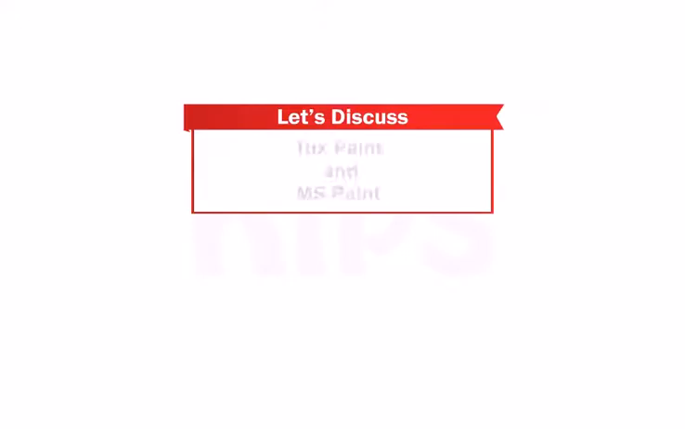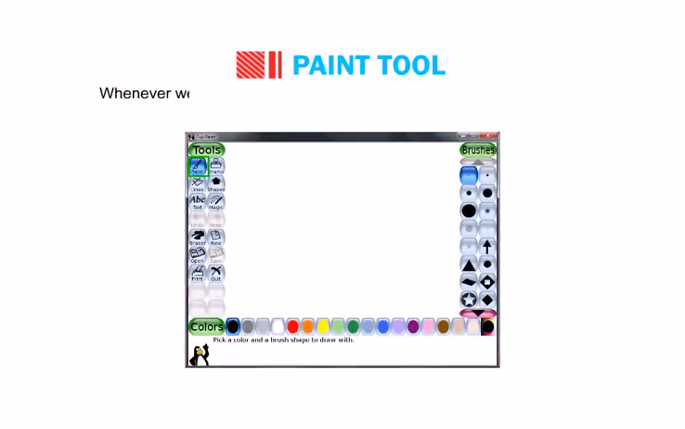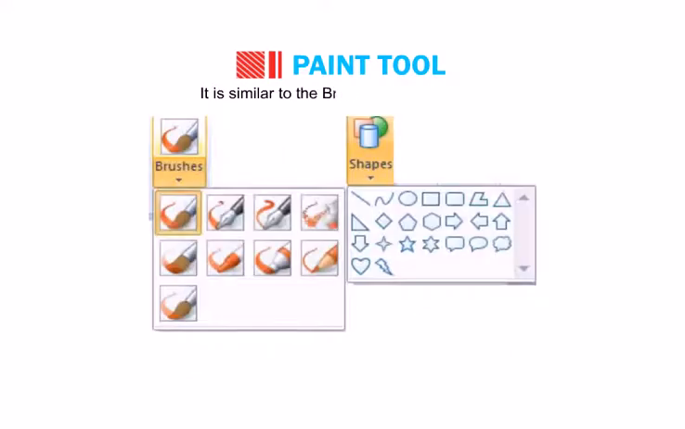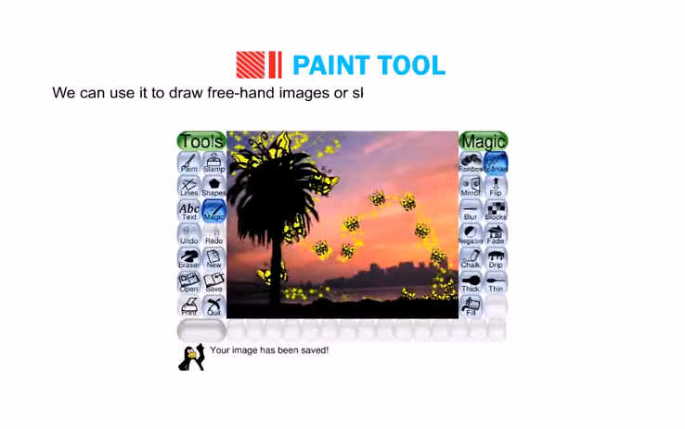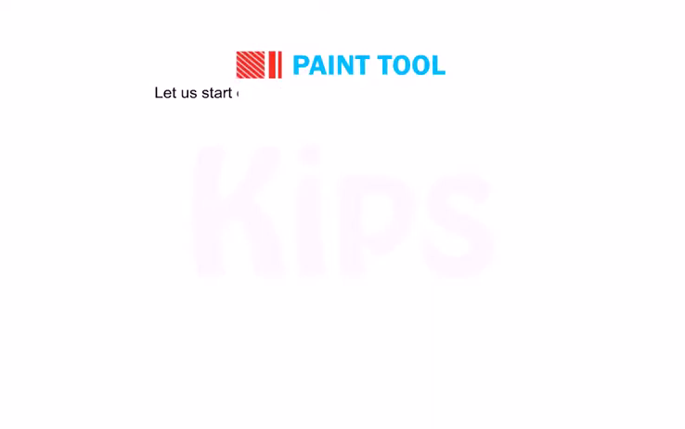Alright children, let us discuss Tux Paint and MS Paint. Let us learn some of the tools of Tux Paint. First we shall talk about the Paint tool. Whenever we start Tux Paint, the Paint tool is selected by default. It is used to paint and draw anything that you like. It is similar to the brush tool in MS Paint. We can use it to draw freehand images or sketches, as well as select various brush shapes present in its sub-toolbox. Let us start drawing scenery using the Paint tool.